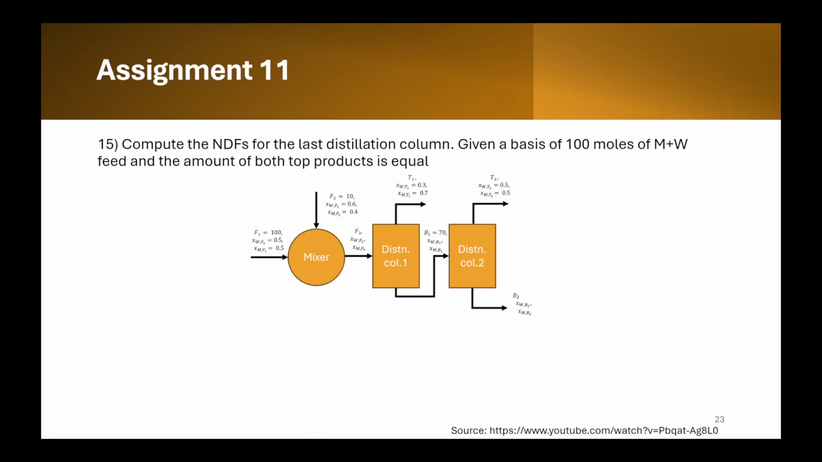Last question, compute the NDF for the last distillation column given a basis. Again, if this is useful or not, we'll see. So you again draw the boundary. Okay, so you count the number of unknowns. Carefully count the number of unknowns. You start from the inlet, 1, then you go to the two outlets, 2, 3, and 4. Again, 4 unknowns. Number of independent equations again 2. You get the answer as 2.